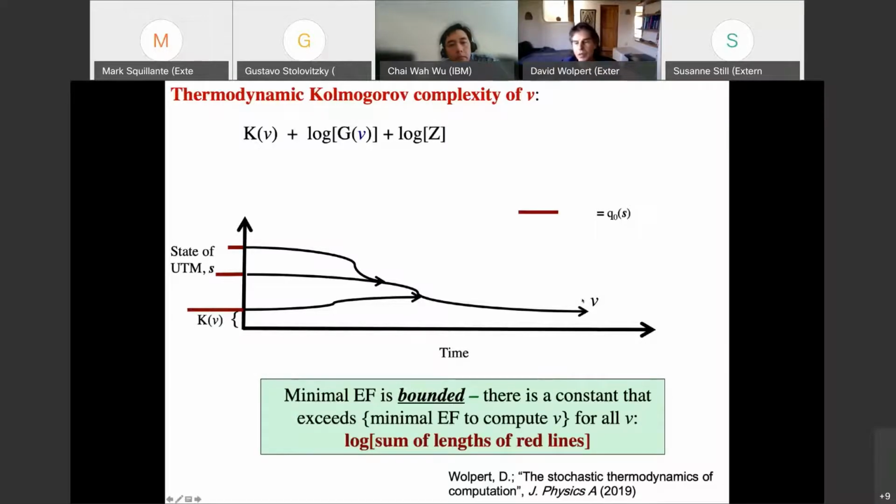Guess what? Thermodynamic Kolmogorov complexity is bounded. There is a constant that exceeds the minimal heat dissipation to compute v for any possible desired output string. It's uncomputable, of course, but it exists. That's the first cool fact. So that means the minimal entropy flow for a fixed desired output bit string is bounded.